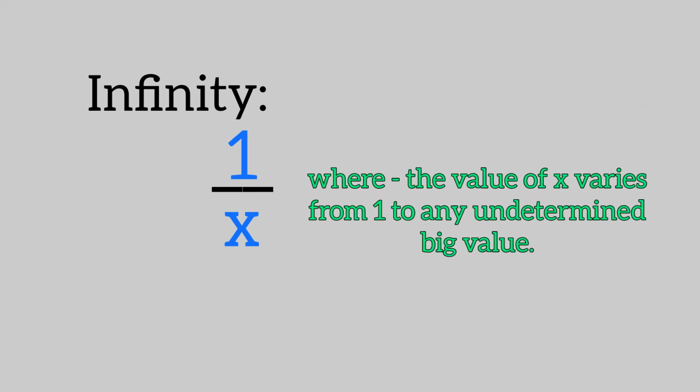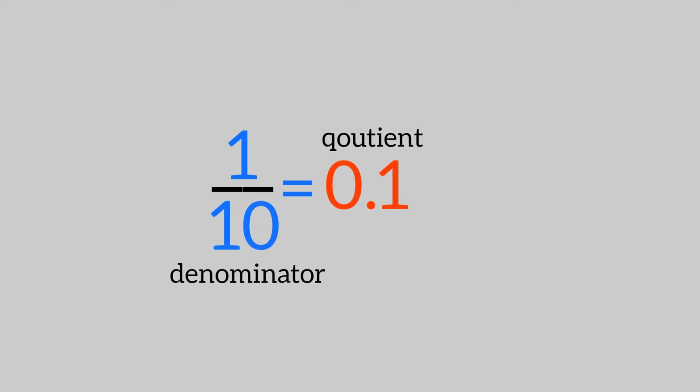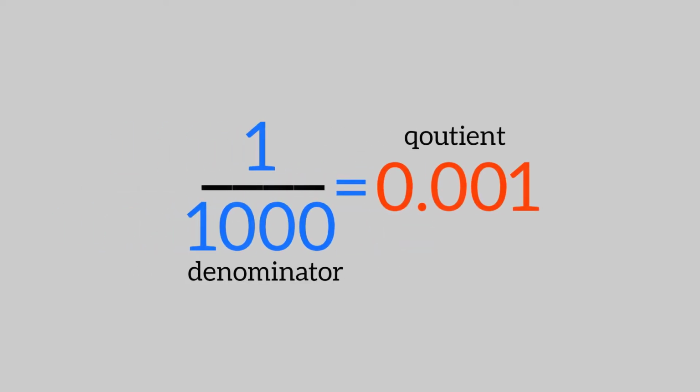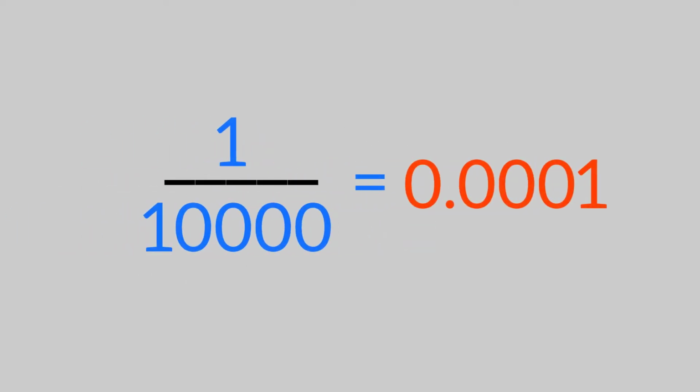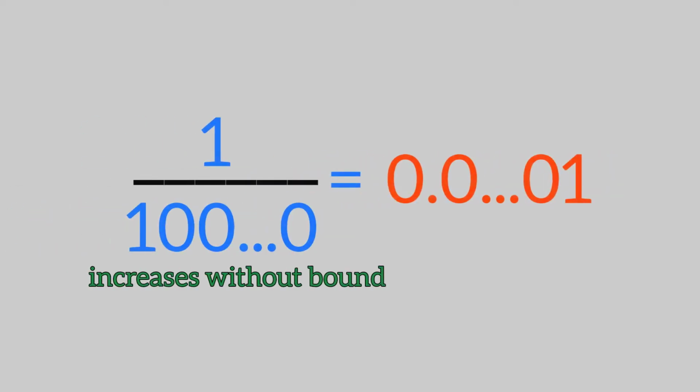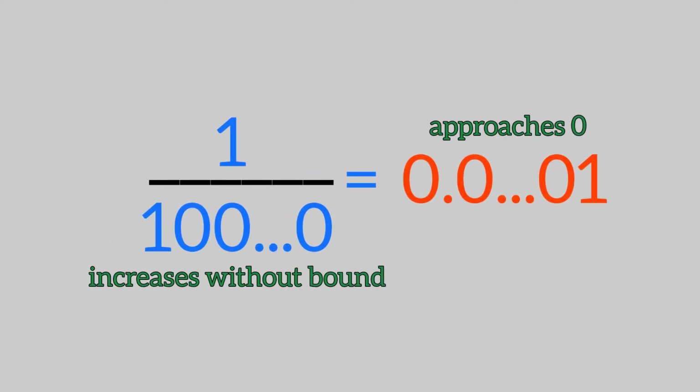So, infinity can be best demonstrated by dividing 1 by x, where x represents any number from 1 to some undetermined big number. For example, if we divide 1 by 5, we have a number less than 1, or 0.2. As the denominator becomes bigger and bigger, the quotient becomes smaller and smaller. As the denominator increases without bound, the quotient approaches 0.